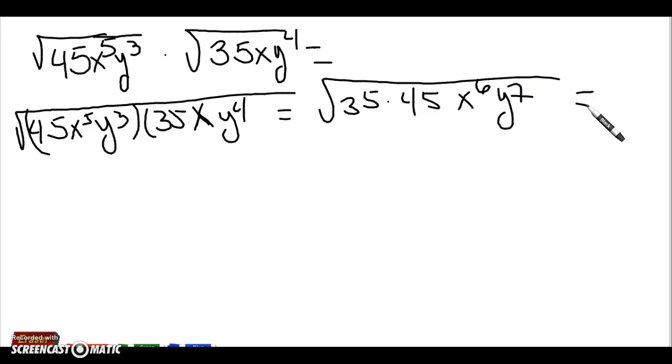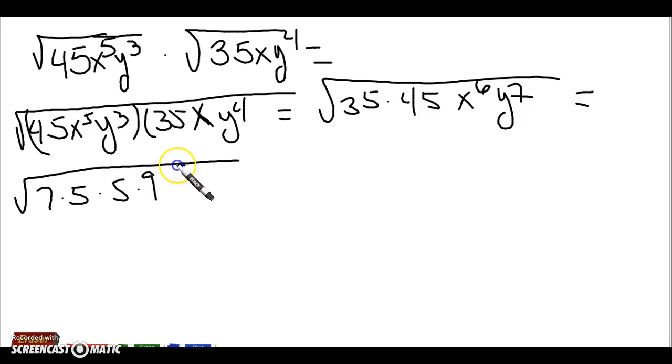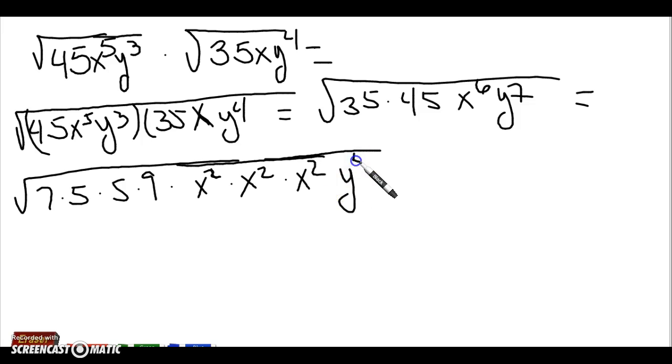And then I'm going to break this down. So I get 7 times 5 is 35. And 5 times 9 is 45. And I know that I have x squared times x squared times x squared, right? Because 2 plus 2 plus 2 equals 6. And then I have y squared times y squared times y squared times y.